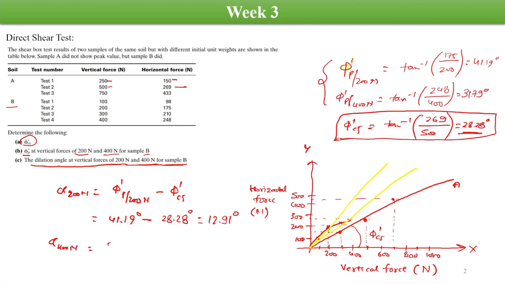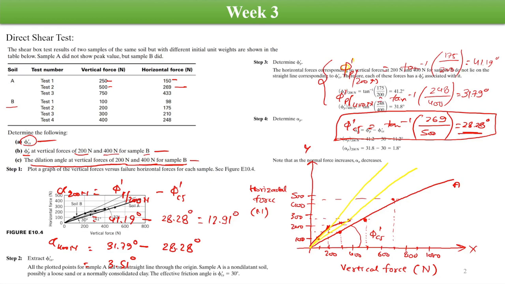Similarly, the dilation angle for 400 Newton we can obtain. It will be equal to 31.79 degrees minus phi dash critical, 28.28 degrees. So that will be 31.79 minus 28.28. It will be around 3.51 degrees. Fine. So we have obtained the critical state friction angle, the peak friction angle at 200 and 400 Newton vertical forces, and the dilation angle for the same. Okay.